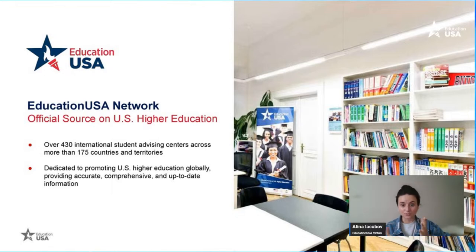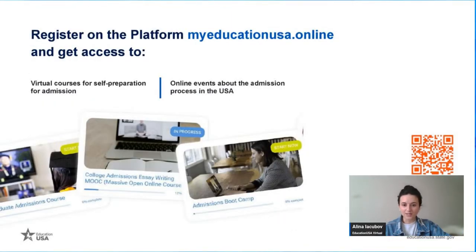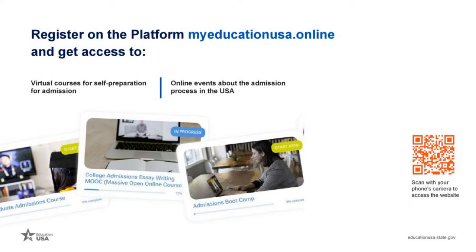If you need an advising session or a consultation, you can address your advisor, depending on your location. You can search on our educationusa.org website and find more information about the advisors and the services they provide. About EducationUSA Virtual, we provide virtual courses for self-preparation for admission. There you can also find our MOOCs, which are very important for your application process. At the same time, we are doing online events about the admission process in the USA. This week and next week, we are going to do interesting sessions and webinars, which will help you understand more about the application steps you need to consider.